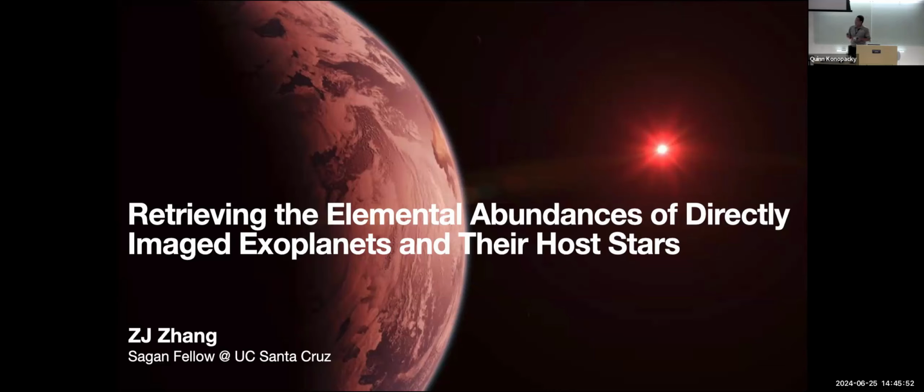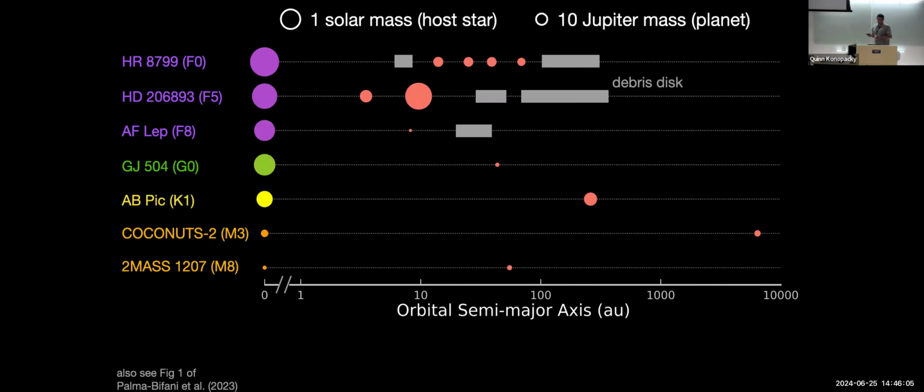And today I would like to briefly talk about the elemental abundances of directly imaged planets, or if you want to call them low-mass brown dwarfs, and their host systems and the other stars. As of today, our community has discovered several dozen gas-giant exoplanets through direct imaging, and the planets really exhibit a lot of diversity.